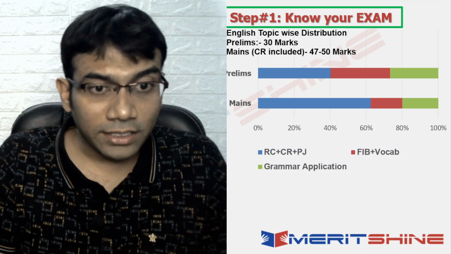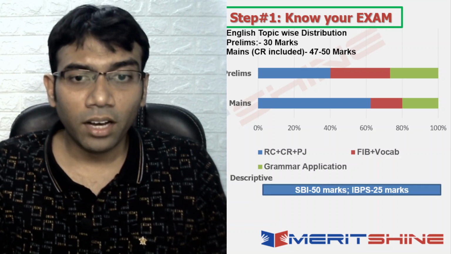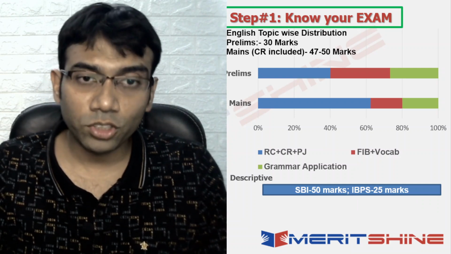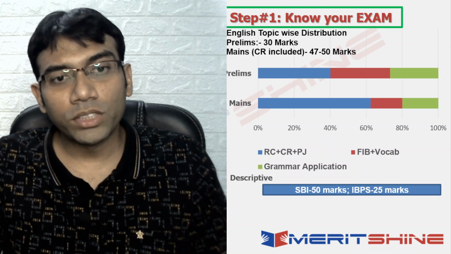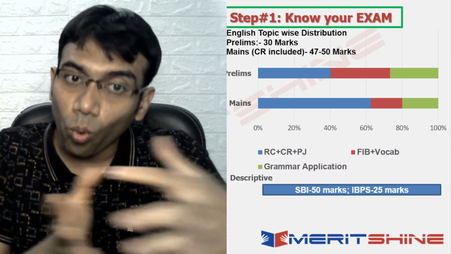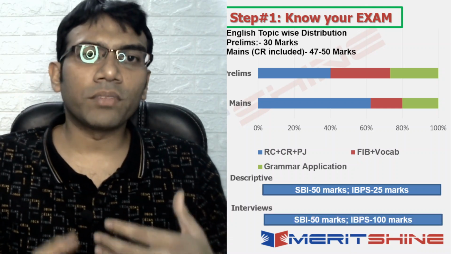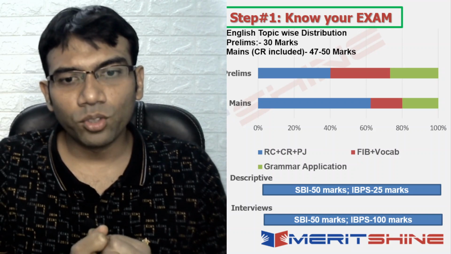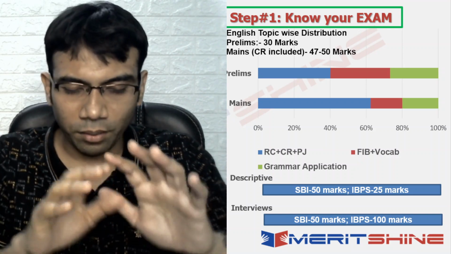Okay. Now descriptive. In SBI you have a 50 marks descriptive, and in IBPS you have 25 marks descriptive. It's a separate section which happens after the objective paper is over in the mains, right? Interviews. SBI has 50 marks interviews, whereas in IBPS they have 100 marks interviews. This is the different distribution.